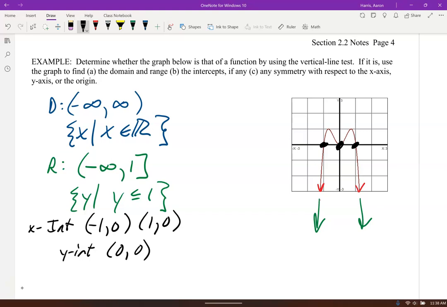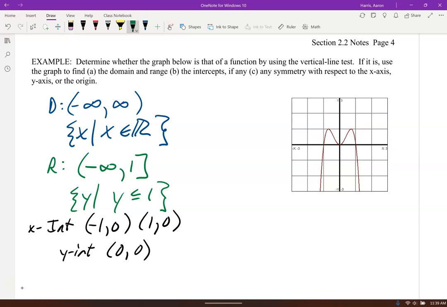Now, lastly, do we have any symmetry? Is this reflective? Well, if it's reflective about the x-axis, then this point would be right down here if it was reflective about the x-axis. It's not on the graph. So it's not reflective about the x-axis.